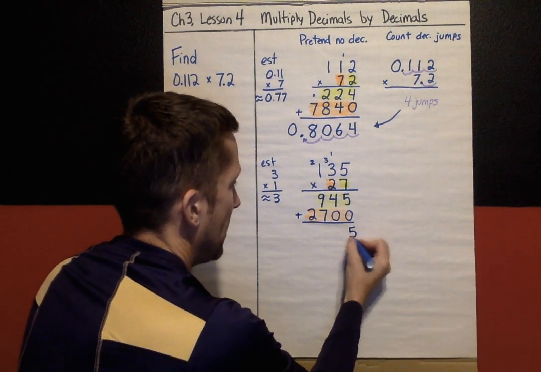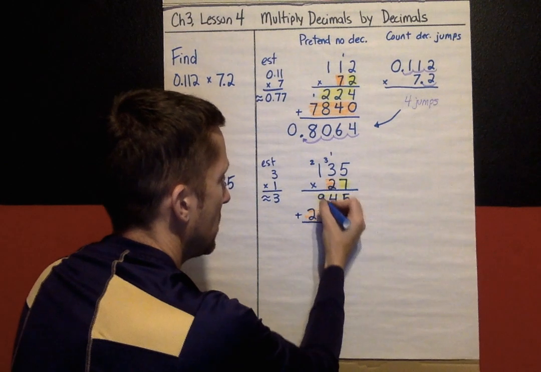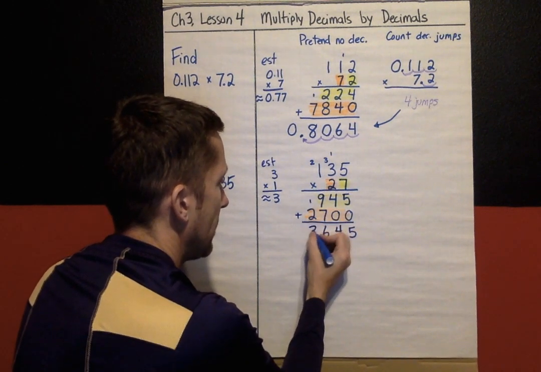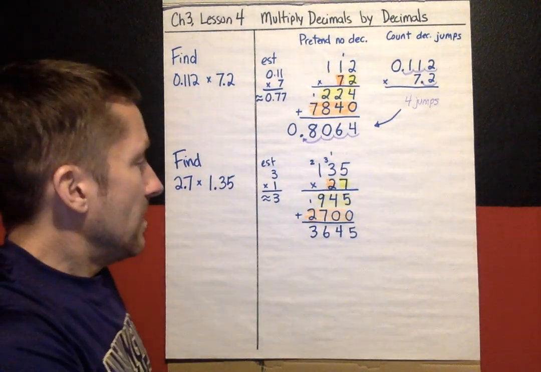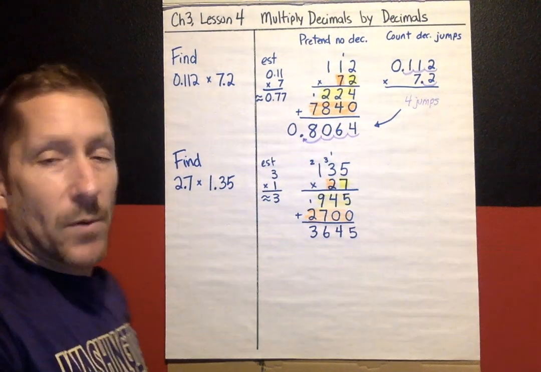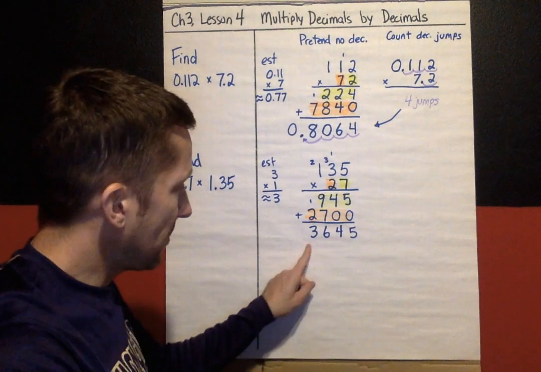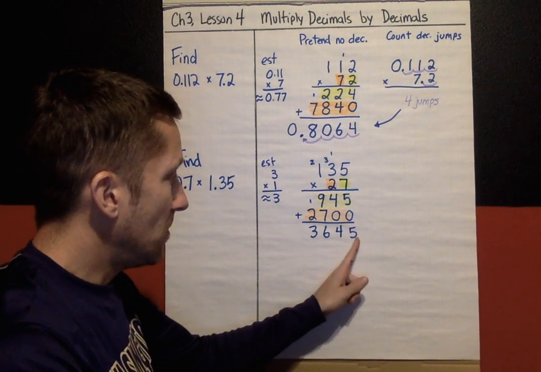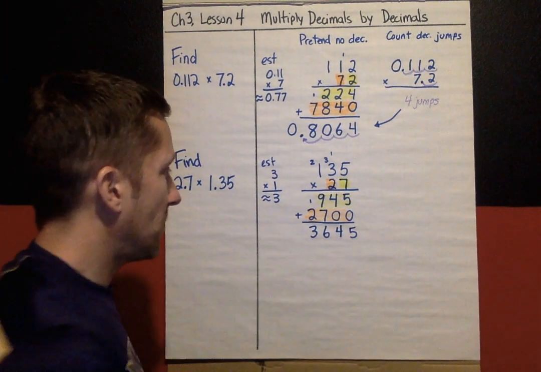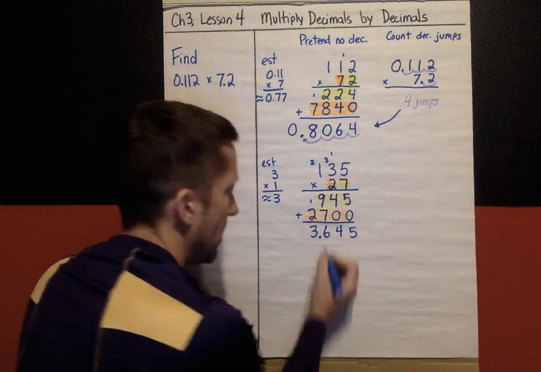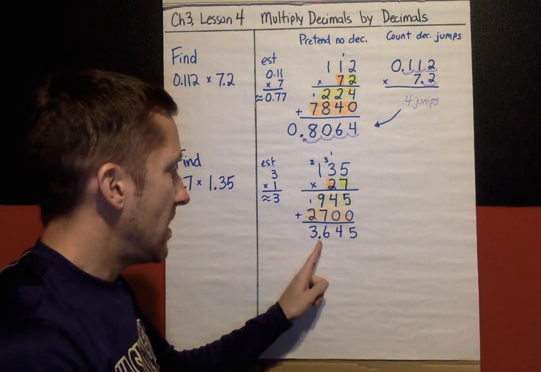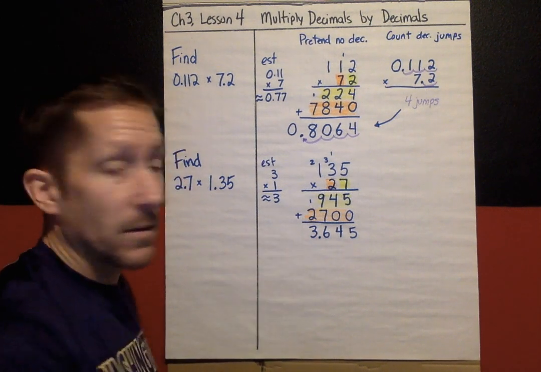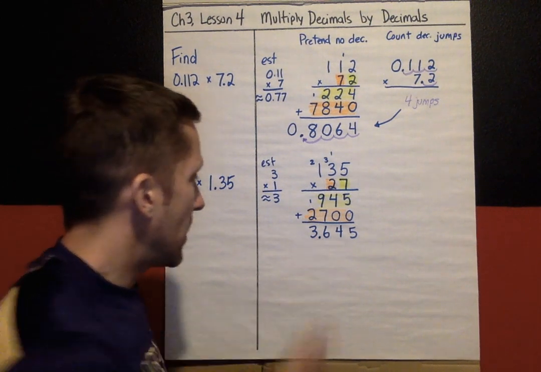5 and 0 is 5, 4 and 0 is 4, 9 and 7 is 16, carry the 1, I get 3. So where can I put my decimal point so that this answer, 3,645, is close to 3? The only place I can put it to get close to 3 is right here. Now I've got 3 and 645 thousandths, which is pretty close to 3. It's as close as I can make it, putting it right there.